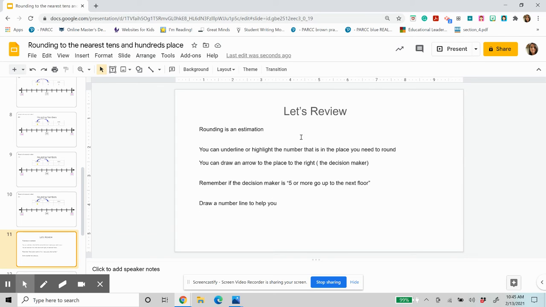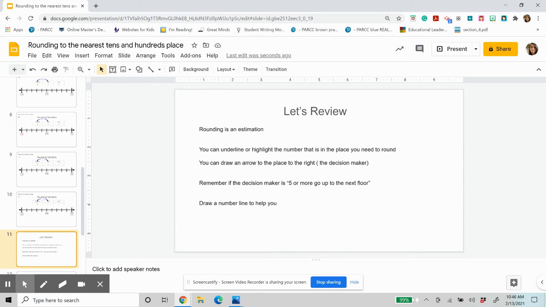All right, so let's do a quick review, right? Rounding is an estimation. You can underline or highlight the number that's in the place that you need to round. You can draw the arrow to the place to the right. It's the decision maker. Remember, if the decision maker is 5 or more, go up to the next floor. So that's just a little rhyme that I put together.